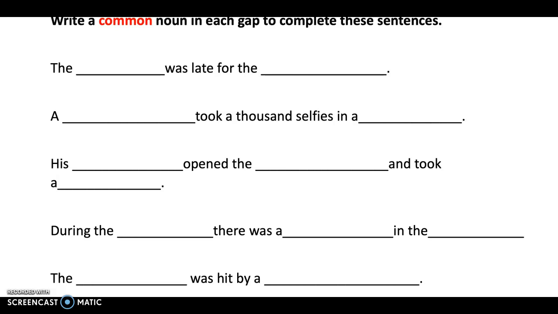You're going to write a common noun in each gap to complete these sentences. I'll start you off. The girl was late for the, you could say, show. So we know then that girl and show are common nouns. So we'd like you to pause the video, copy these sentences down and fill the blank spaces in with the appropriate common noun.